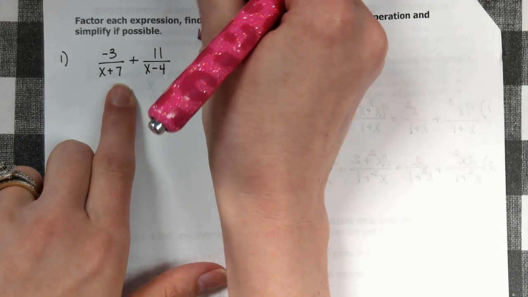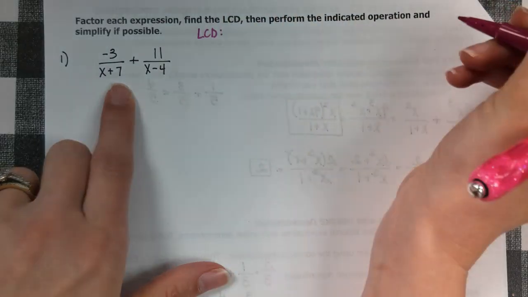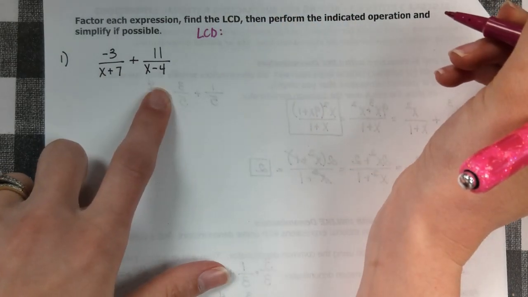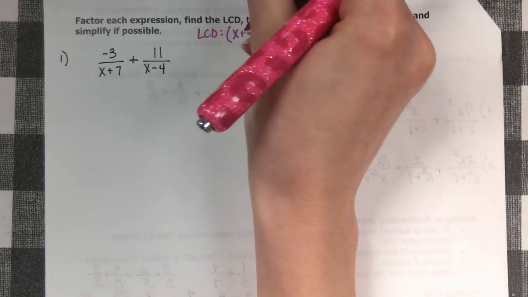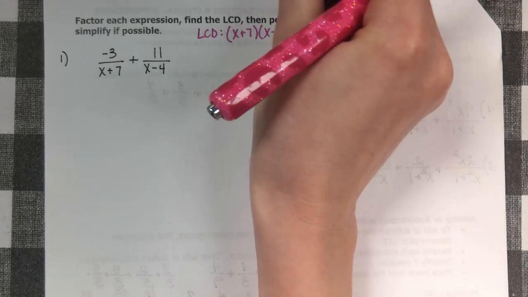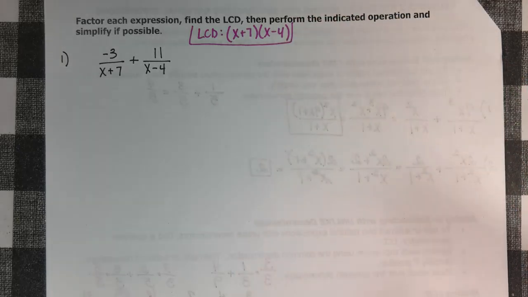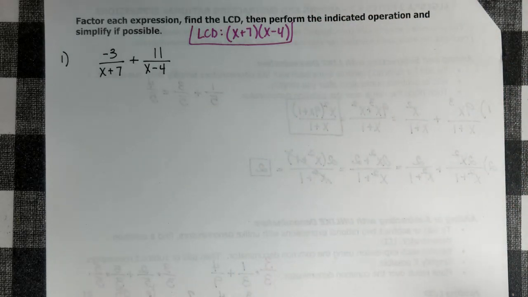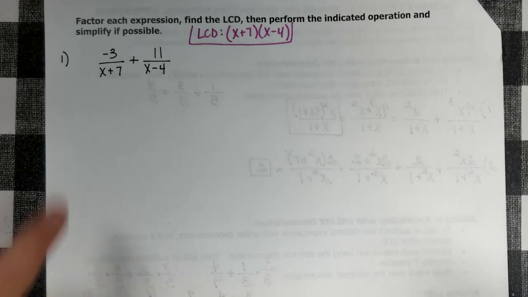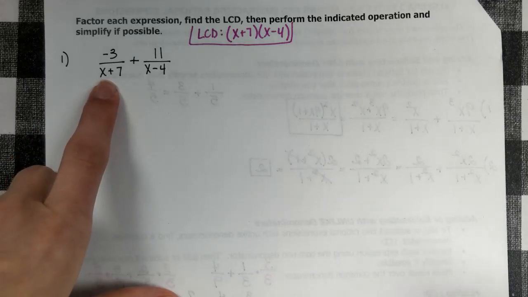So if I need to find a common denominator between x plus 7 and x minus 4, I'm just going to put the two together, and it's going to have to be x plus 7 and x minus 4. That's what I want my denominator to become. If that's what I want my denominator to become, if I'm looking at my first fraction, what do you think I need to multiply it by?